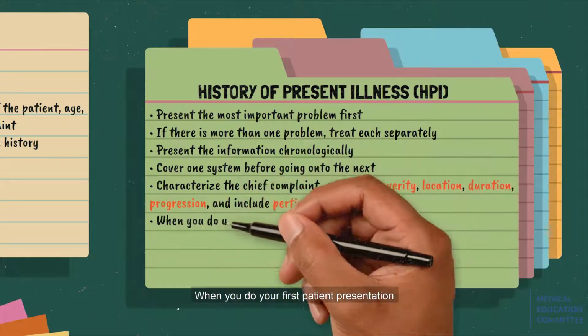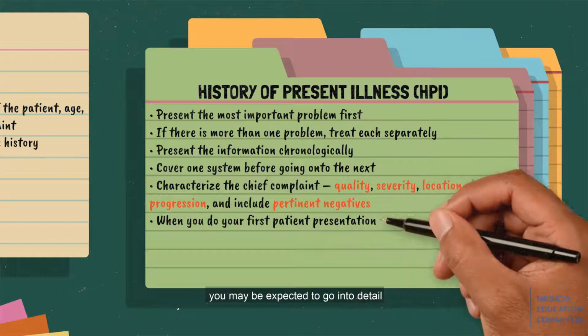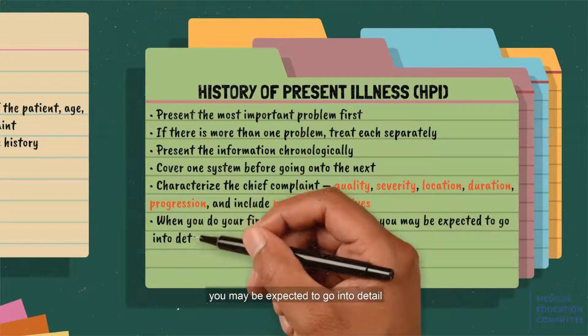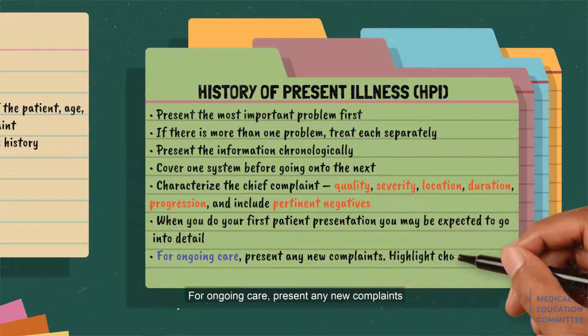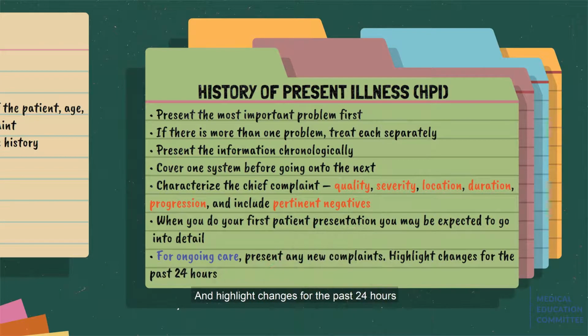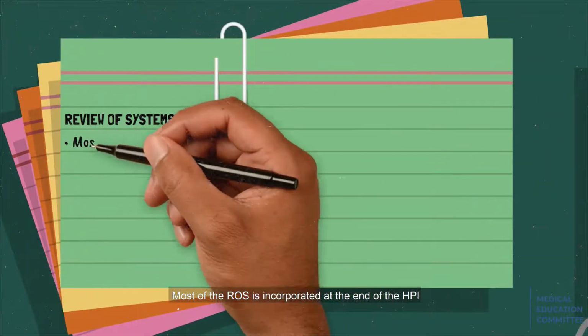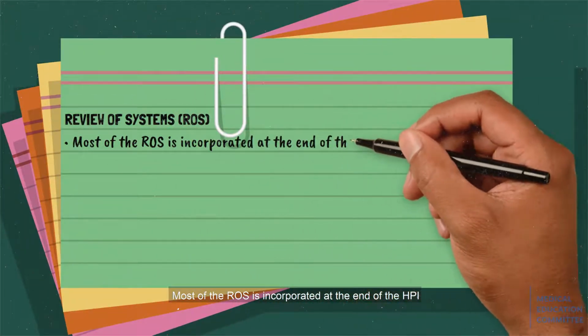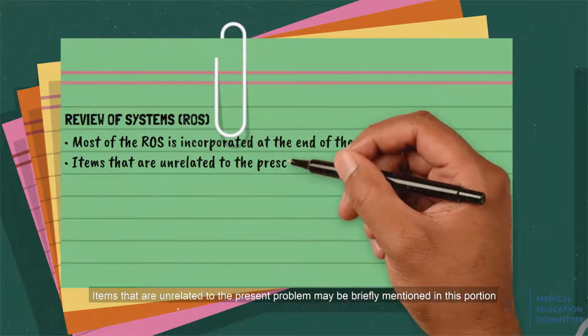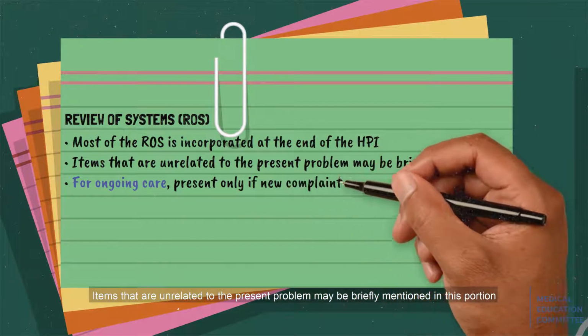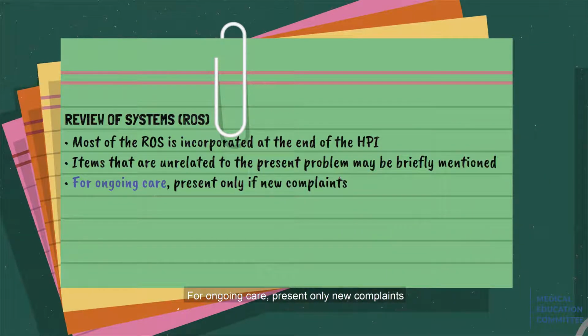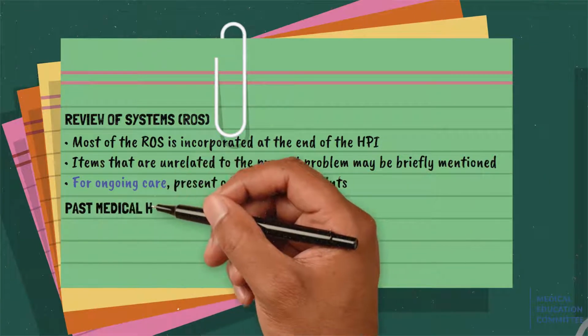When you do your first patient presentation, you may be expected to go into detail. For ongoing care, present any new complaints and highlight changes for the past 24 hours. Most of the ROS is incorporated at the end of the HPI. Items that are unrelated to the present problem may be briefly mentioned in this portion. For ongoing care, present only new complaints.